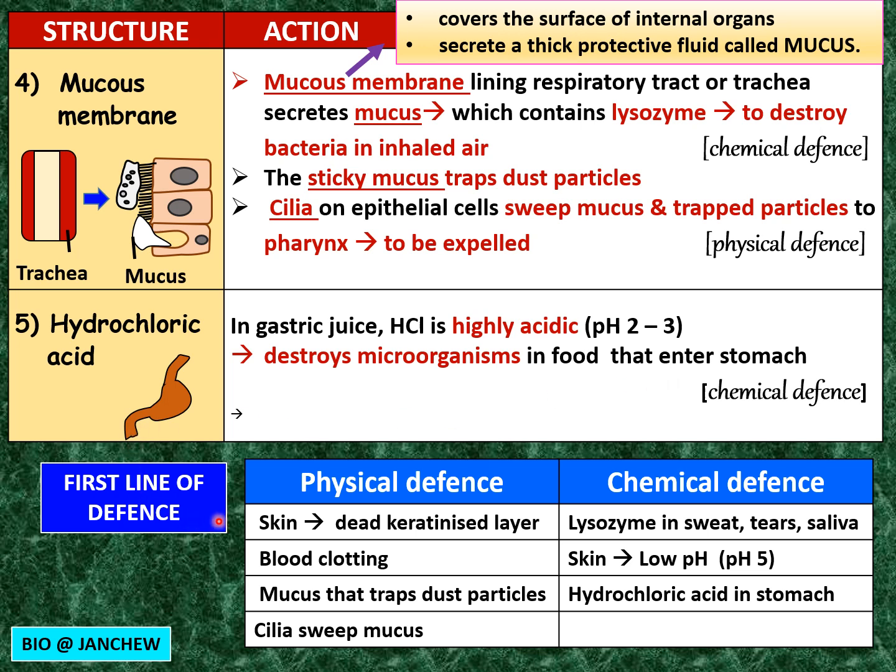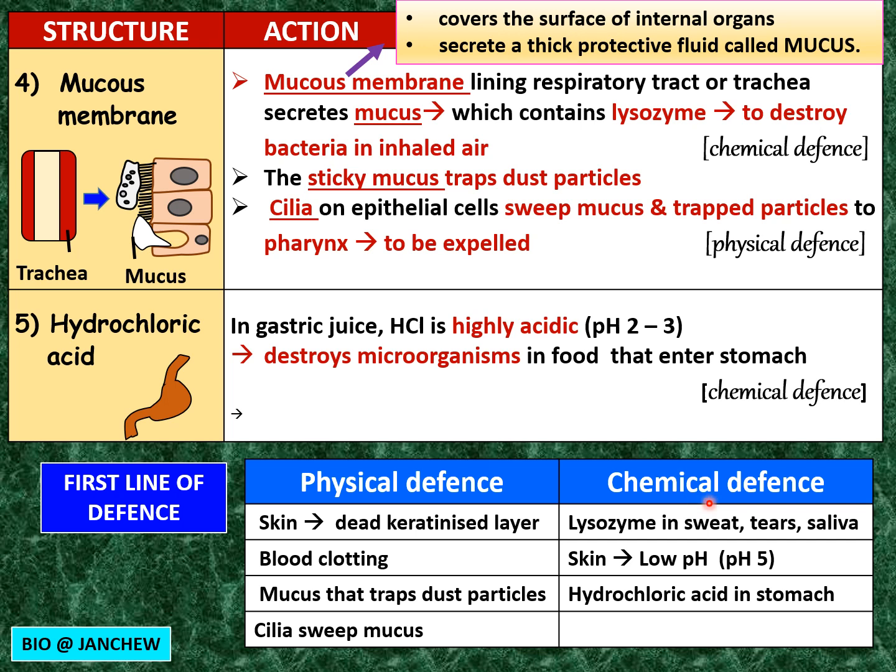So for the first line of defense, we can categorize the different modes of defense into two types: physical defense and chemical defense. For example, skin acts as a tough barrier to prevent entry of microorganisms because of its dead keratinized layer. So this is a form of physical defense. Blood clotting occurs at a wound to seal off the wound and prevent entry of pathogens. So this is physical defense. Mucus traps dust particles, and cilia sweep mucus to the pharynx. All these are physical defenses.